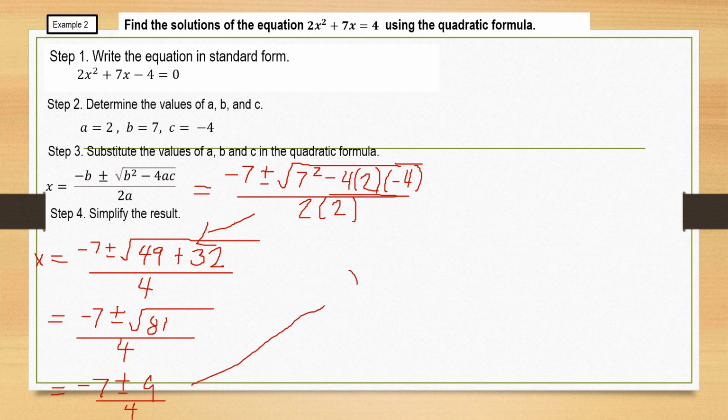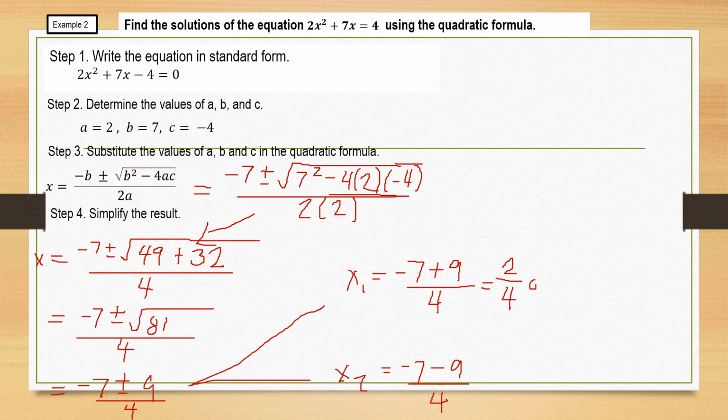So for our x sub 1, or the first solution, we have negative 7 plus 9 all over 4. For our x sub 2, we have negative 7 minus 9 all over 4. So here, we have negative 7 plus 9 is positive 2, 2 over 4. So if we simplify this fraction, we have 1/2.